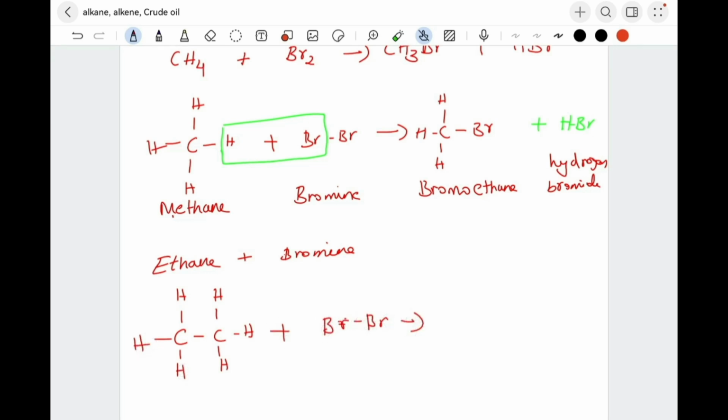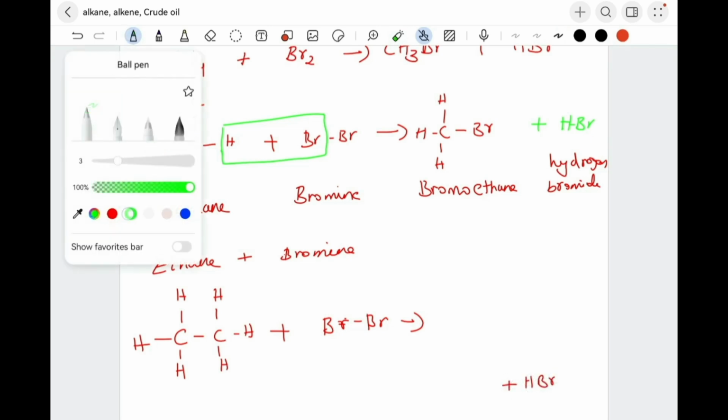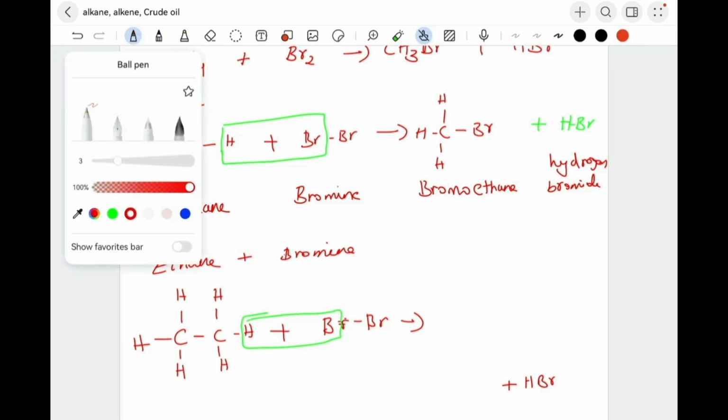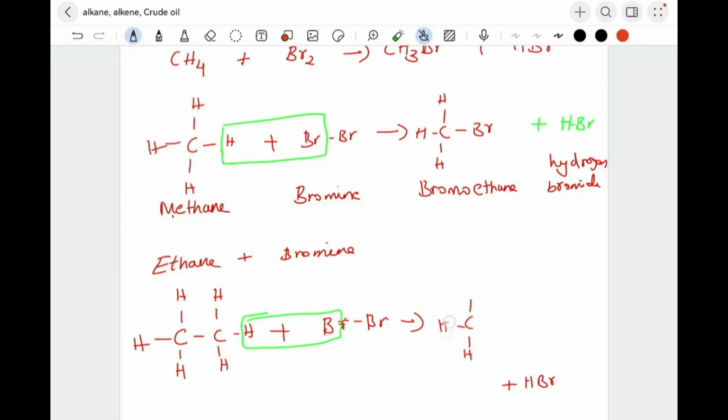And 2 Br. Remove this HBr. The remaining part would be, I'm just removing this. The remaining would be CH3CH2Br. This is bromoethane, hydrogen bromide, bromine, and this is ethane.